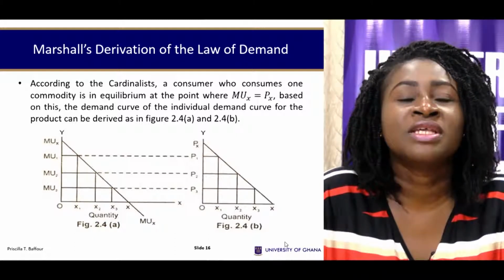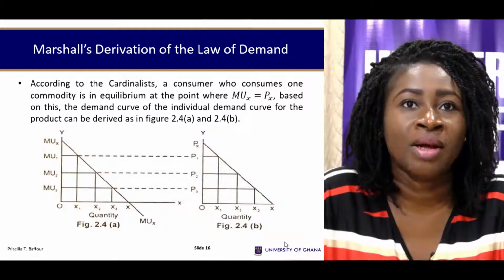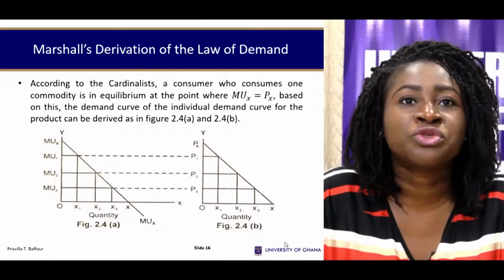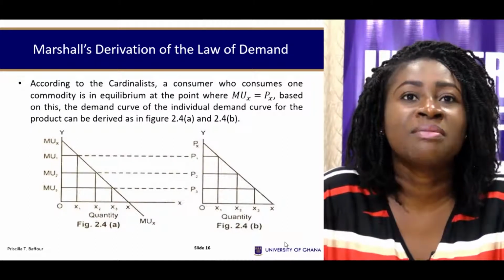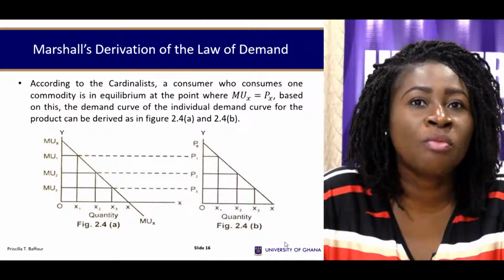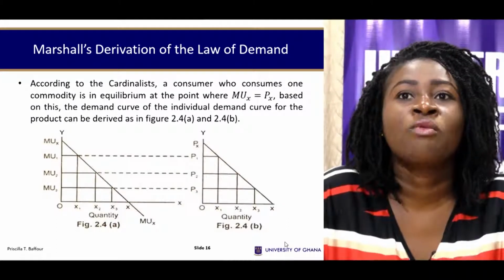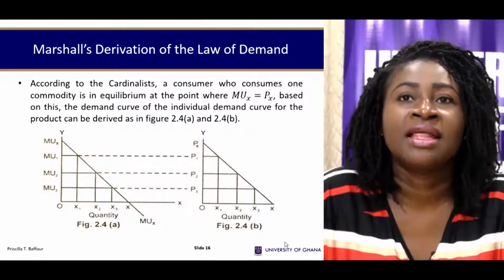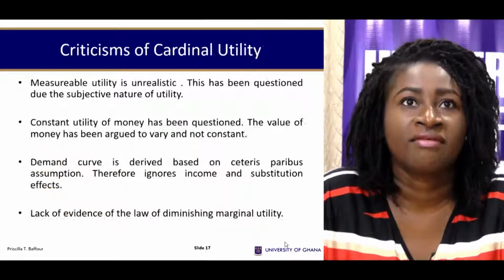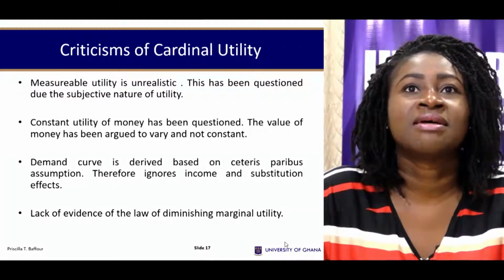So here we see that when the price is at P1, marginal utility is at MU1. Quantity consumed is at X1. Similarly, when the price drops to P3, we see marginal utility drops to MU3 because the consumer will be consuming more of the good, which is X3. So on the demand curve, we will plot X against P, and this gives us our typical downward sloping demand curve, right?